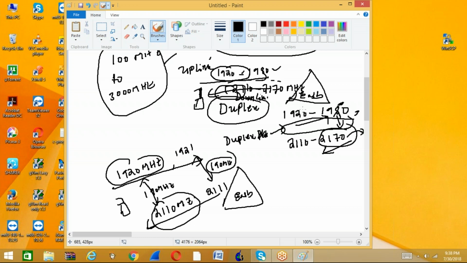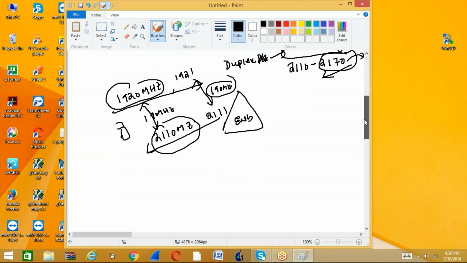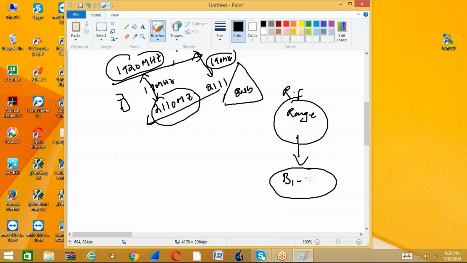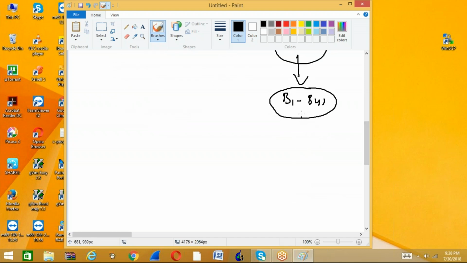This is where you actually work when you work in any protocol, RF, anything, anywhere. So now what I want to say is, we have a total RF range. From the RF range we picked bands. From bands we picked one band, isn't it?